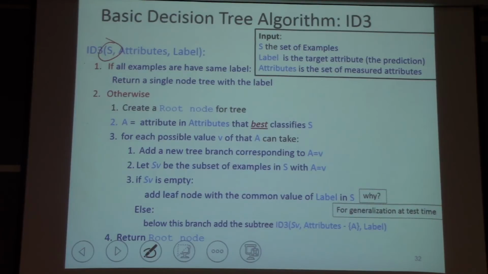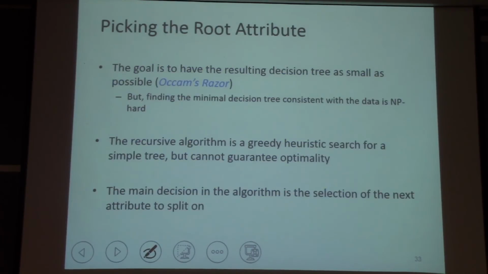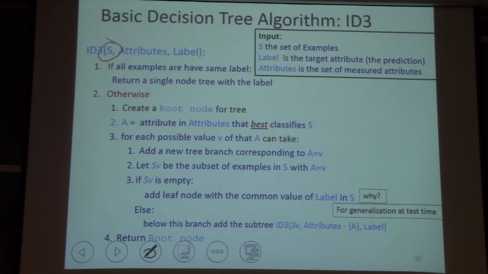Okay, let's walk through this algorithm. It's fairly simple, and it's simple enough that I can actually step through the algorithm with an example. But the most important question here is this guy, the big black box: how do you pick the best attribute? Because if I define that, I have defined the whole algorithm.